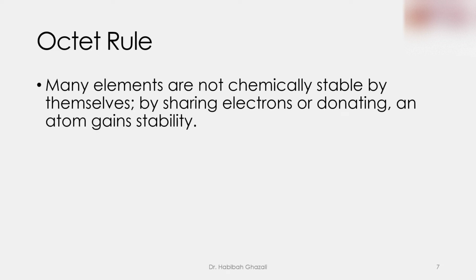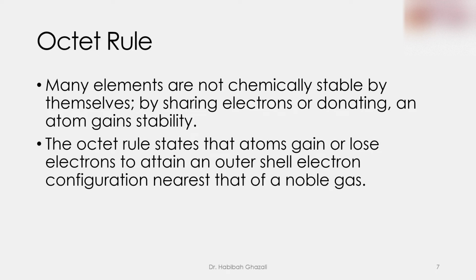So this valence will allow atoms to have different properties. So many elements are not chemically stable by themselves. So by sharing or donating electrons, an atom can gain stability. So the octet rule states that atoms gain or lose electrons to attain an outer shell electron configuration as near as possible to the noble gas.